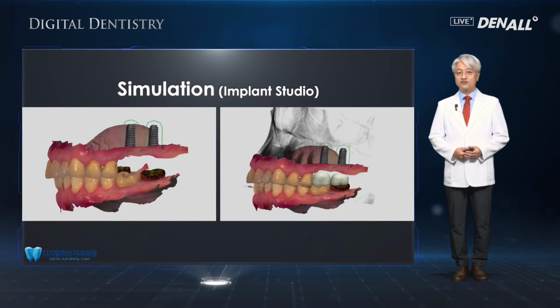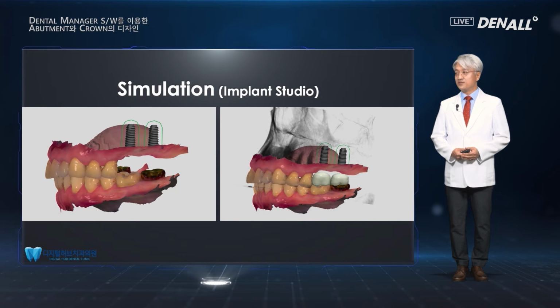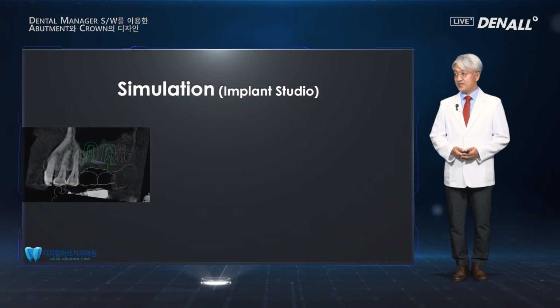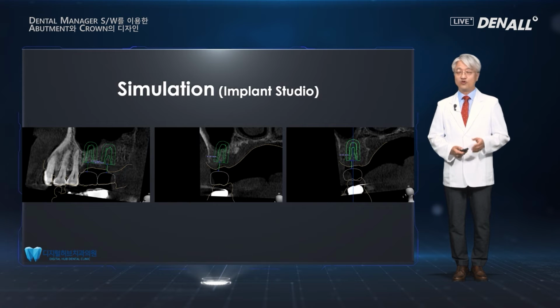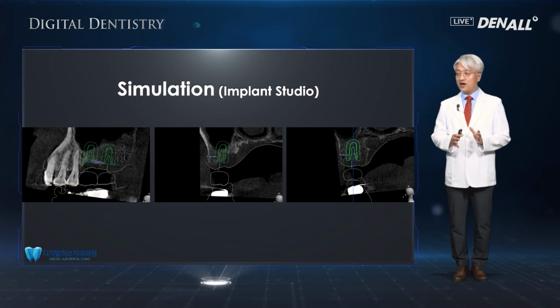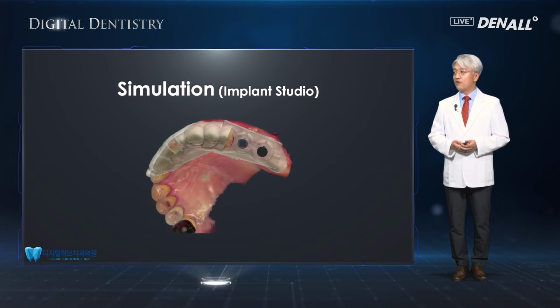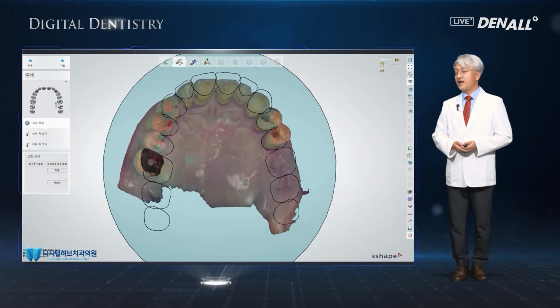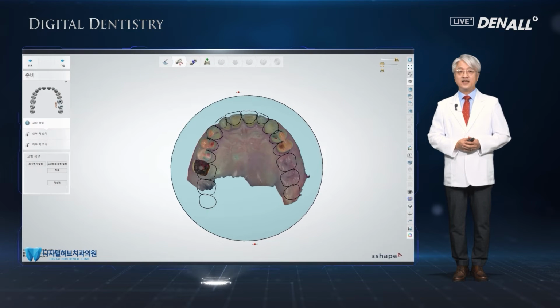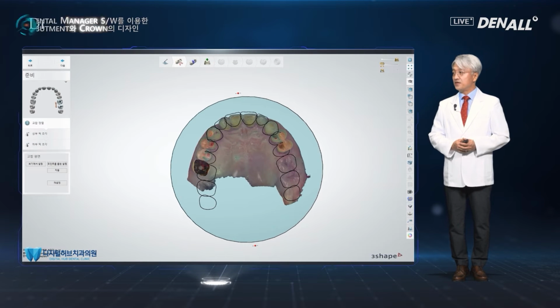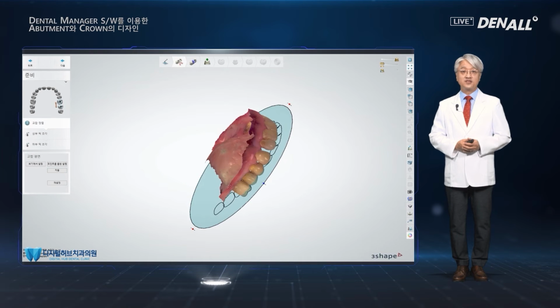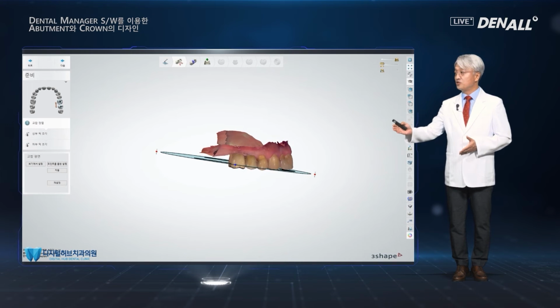Through Implant Studio, let me design first. On the Implant Studio, as you can see, crowns are designed first. After that, three-dimensional fixture coordinates are determined considering the crown, bone, adjacent teeth, and gingiva. In the Implant Studio, a guide is designed. After that, the file, as you can see, is used in the Dental Manager to design prostheses and abutments.